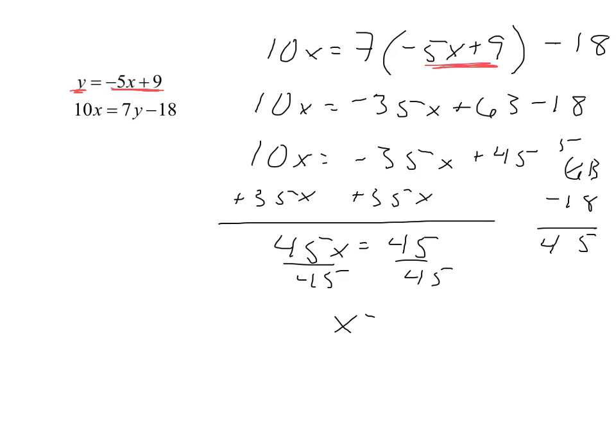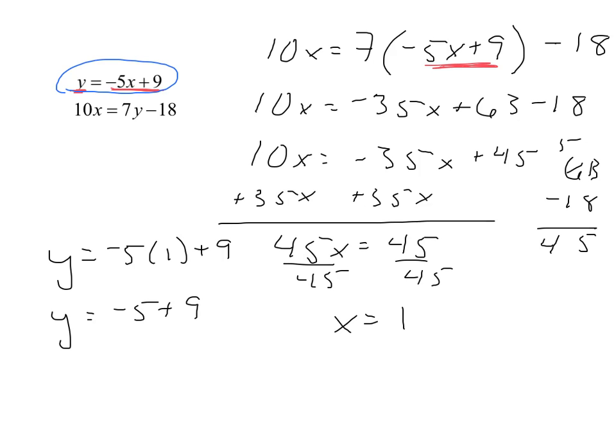And x equals 1. So for the last step, you replace that into the revised equation, but I didn't do a whole lot of revising actually. So I'm just going to put it right back into this equation over here. So y equals negative 5 times x, which is 1, plus 9. y equals negative 5 plus 9. y equals 4. So the solution to this system of equations is 1, 4, written as an ordered pair.